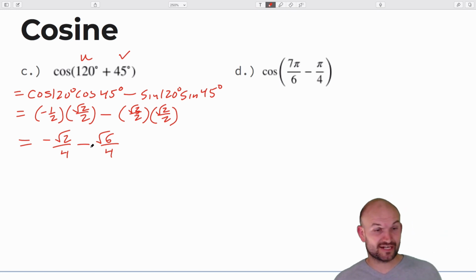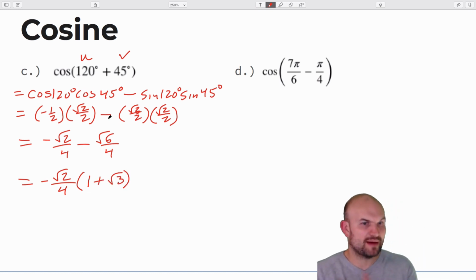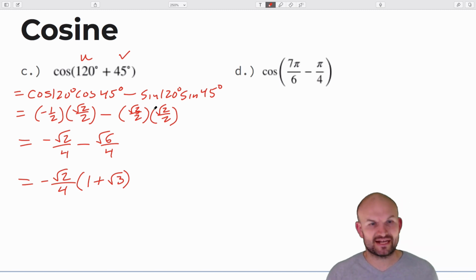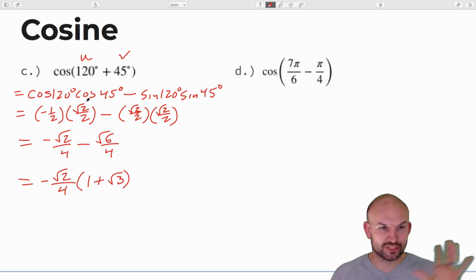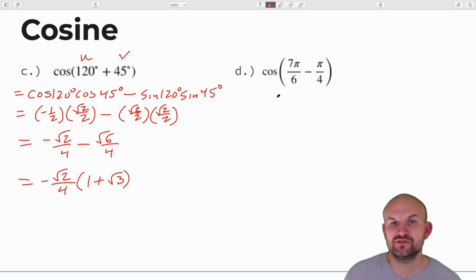Now, again, I can factor. Notice I can factor out a negative square root of 2 here. So I'm going to factor out a negative square root of 2 in the numerator and a 4 out of the denominator. That's going to leave me with a 1 plus a square root of 3. So again, if you have trouble with the factoring, a lot of times I like to look back at that original answer over there. All right, so onto the next one.